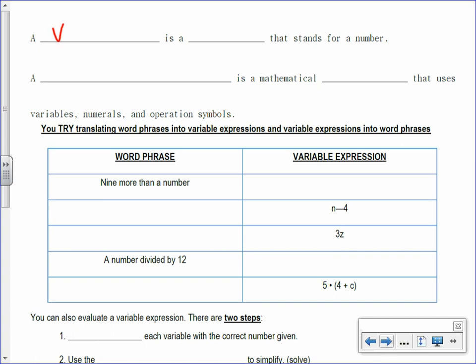A variable is a letter that stands for a number, and it's always lowercase. If you're going to struggle with that, you might want to write down that it's lowercase. Also, you might want to remember that your typical ones are going to be x, a, b, y. Those are probably the most used variables. But remember, you can use any letter. The only letter I don't recommend is using an O because it can be confused with a 0.